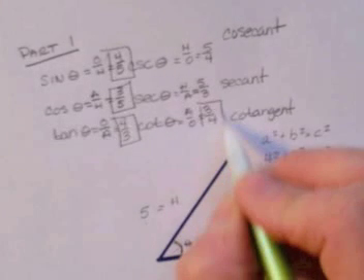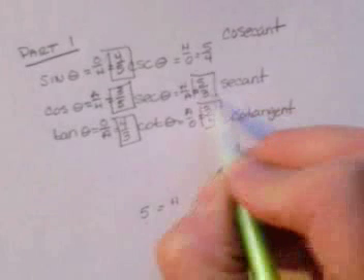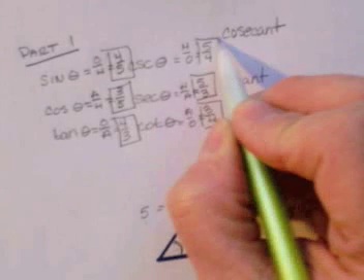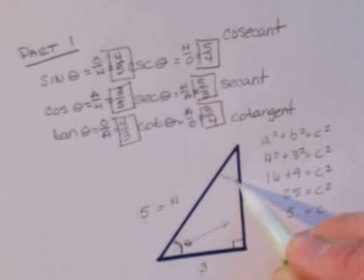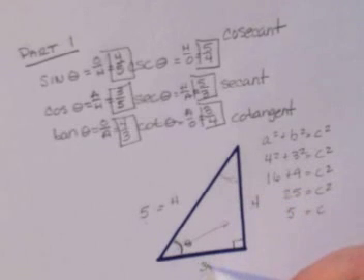Keep in mind, if I change my angle, if I start looking at this angle, then I've changed all the ratios, because opposite becomes 3 and adjacent becomes 4. And it looks just a little different, doesn't it?